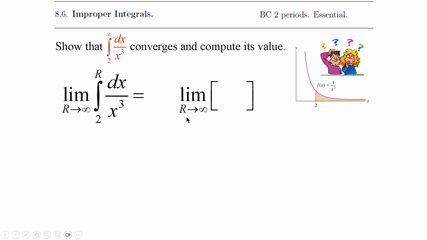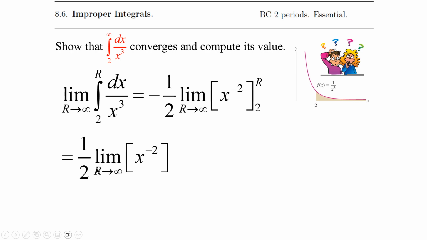Now here we go. So that's going to be the limit as r approaches infinity of, now I have, that's an x to the negative 3, right? So the antiderivative of x to the negative 3 would be x to the negative 2 divided by negative 2, which I could bring out as a negative 1/2. And I'm going to go lower bound of 2, upper bound of r. All right, so let's go. 1/2 the limit as r approaches infinity of x to the negative 2. Oh, look at that. I just dropped my negative out front. So now I'm going to go from r to 2. Didn't have to do that, but I love getting rid of negatives whenever I can.